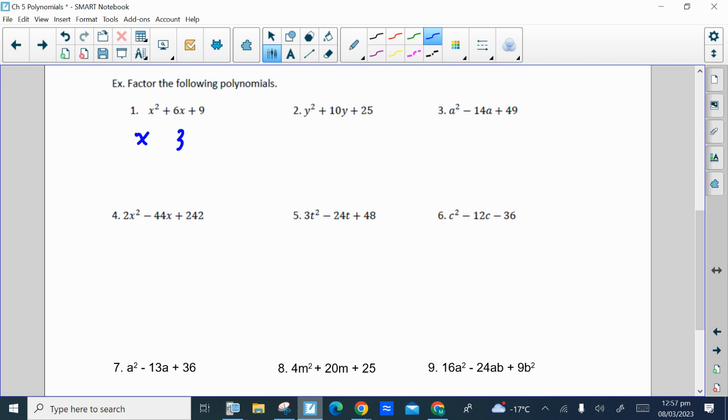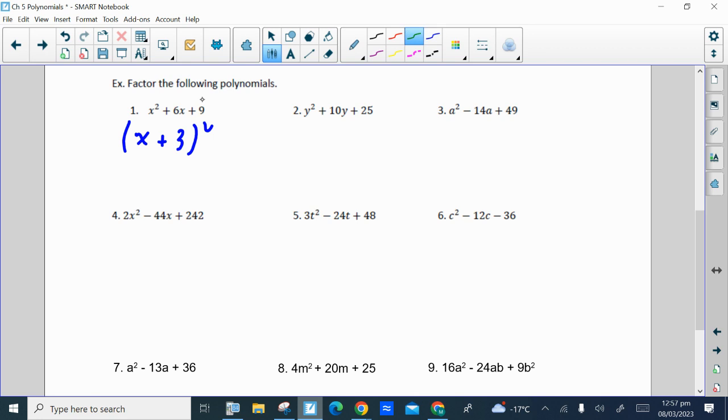Remember, the other thing that must happen is when you take the square root of those two terms, if you multiply them together and double, you must get the middle term, and you do. X times 3 is 3x, double does give you 6x. So because that middle term is 6x, this is a perfect square trinomial, and because it's a positive 6x, the factors are x plus 3 squared, which is the same as x plus 3 times x plus 3.